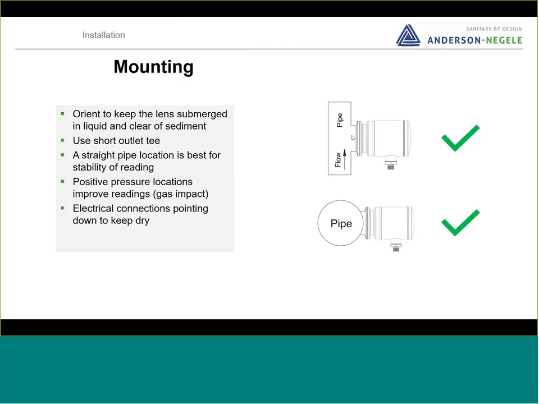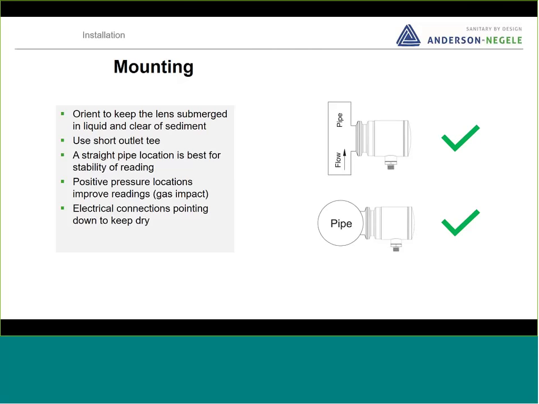A straight pipeline location, with this T somewhere in the straight pipe, is desired, because we want the flow to be more laminar and less turbulent, just because it'll create a little less noise for the operation of the device. We want positive pressure, not the suction side of a pump, and the reason for that is pretty straightforward. If we go sub-atmospheric or low pressure, the liquid can off-gas, and any air present in the liquid is going to be at its largest size.